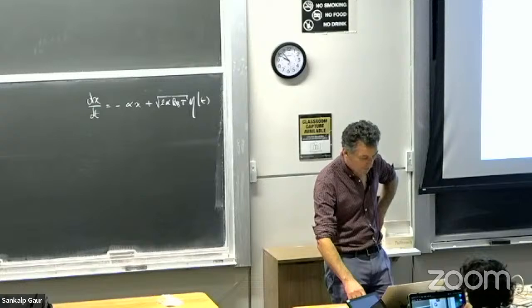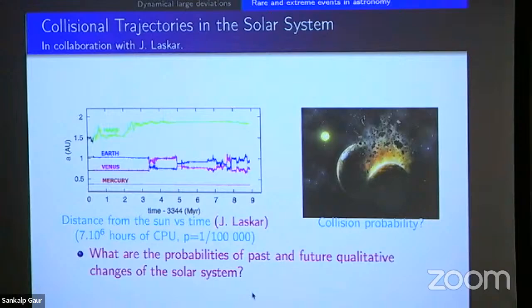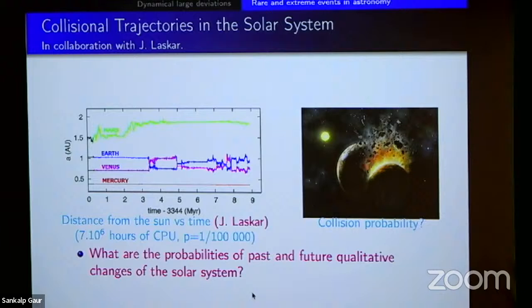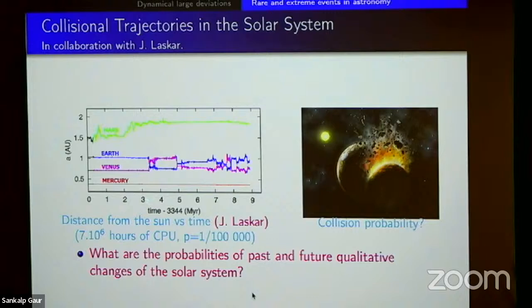So we have also made application in astronomy. For instance, this is an old picture by a colleague in Paris. His name is Jacques Laskar. Jacques was the first to prove that the solar system is chaotic, in the late 80s. And so he is a very influential and interesting person in astronomy. And this is one of his simulations.